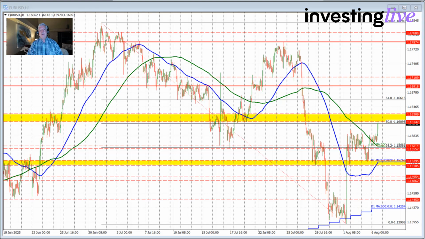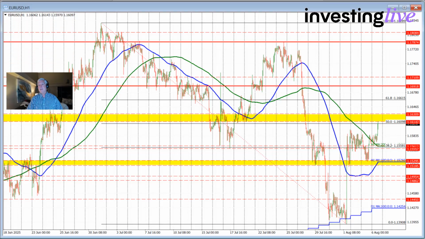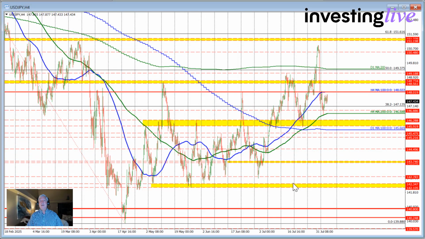So that's a full look at the euro versus US dollar. Take a look at the dollar versus yen. In this case, I'm going to keep it simple here off the 4-hour chart. Why? Because in trading this week, we had resistance against the 100-bar moving average on the 4-hour chart, and this week we had support against the 200-bar moving average on the 4-hour chart.